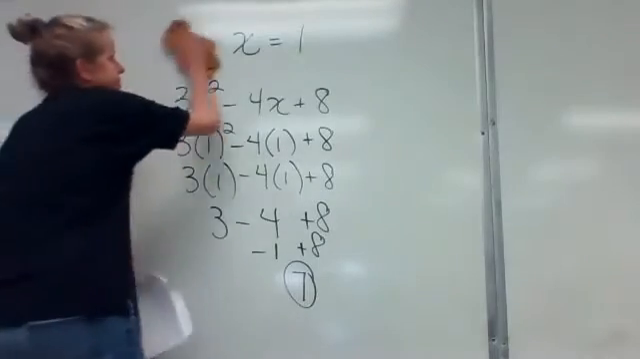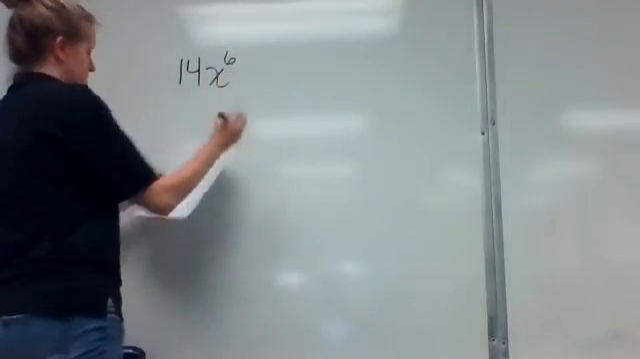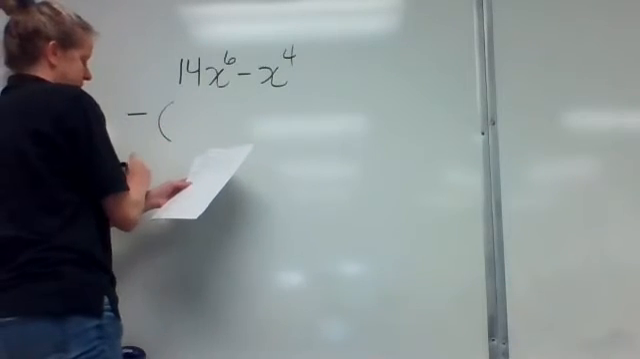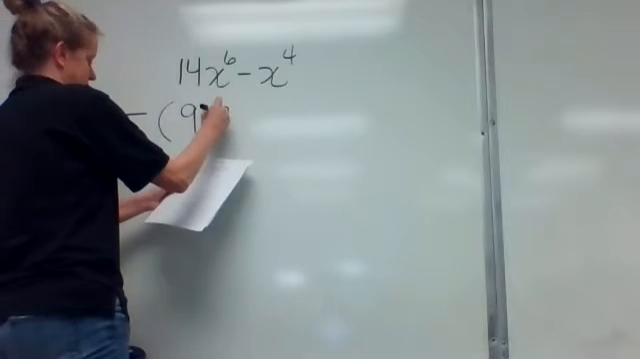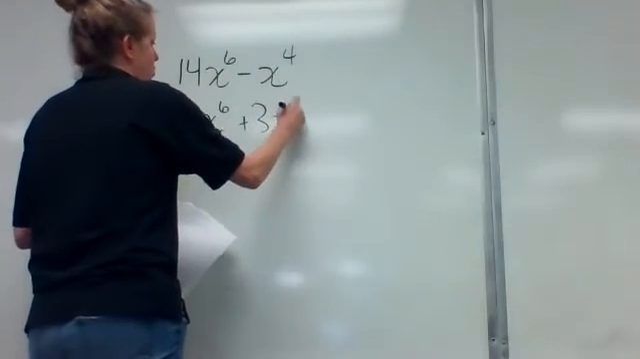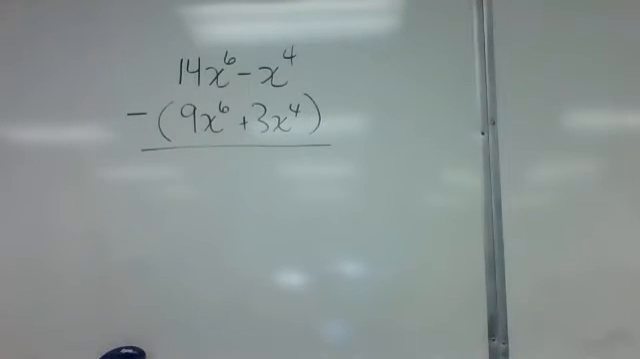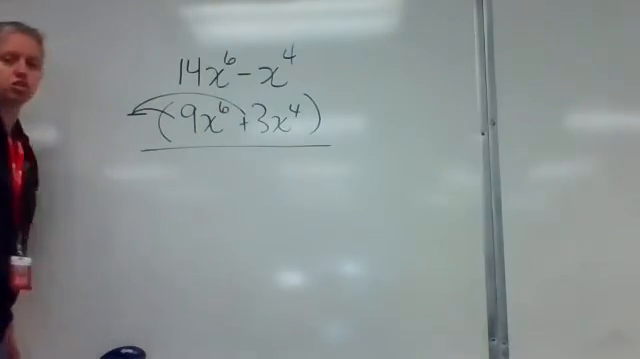Right, number 8. Subtract 14x to the 6th minus x to the 4th. Then subtract that from, or subtract this from here. So 9x to the 6th plus 3x to the 4th. So when you're subtracting, remember this minus goes to everything that you're subtracting here.